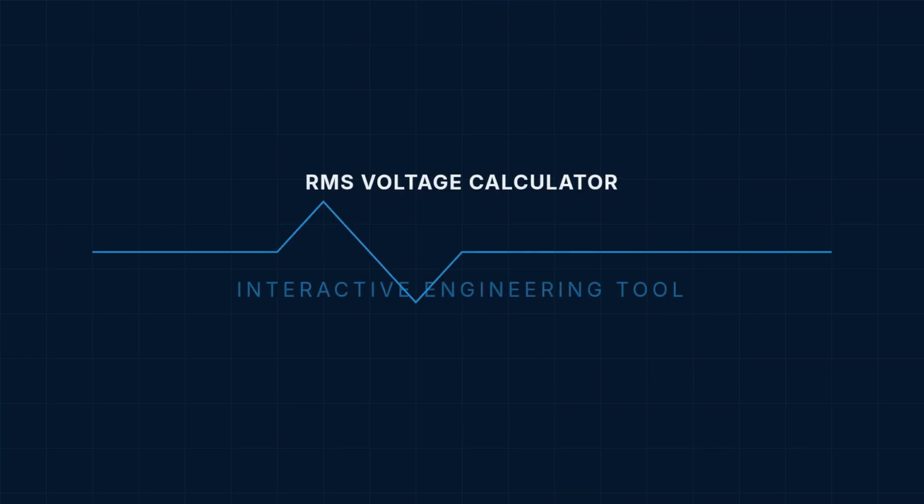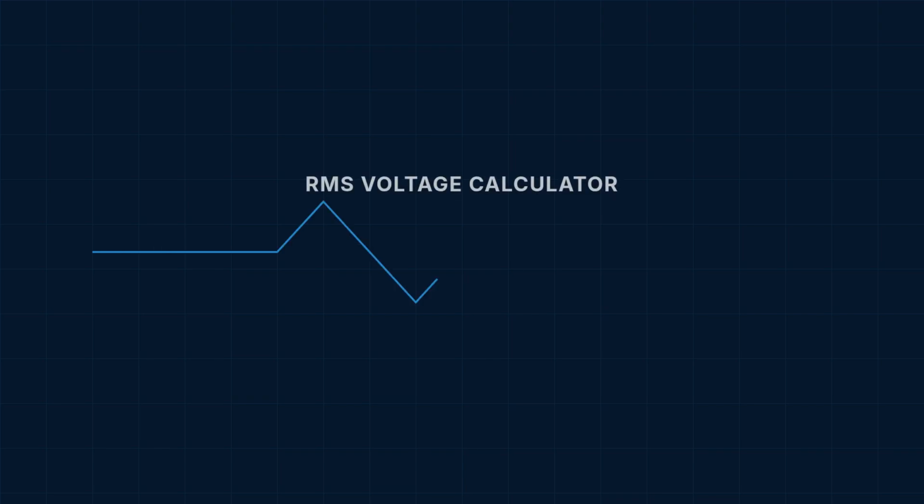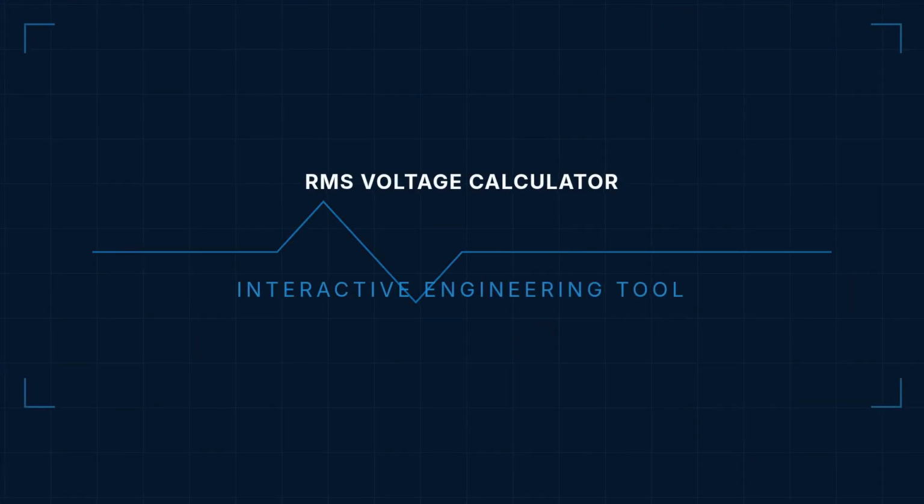Welcome, engineers. Today we're exploring the RMS Voltage Interactive Calculator, a practical tool that solves a fundamental problem in electrical engineering, converting between different voltage measurements and calculating power dissipation across various waveform types. Let's examine the interface.